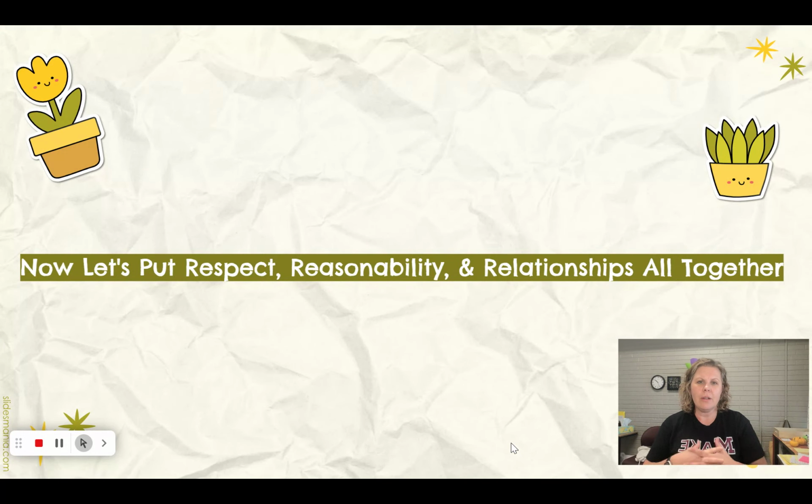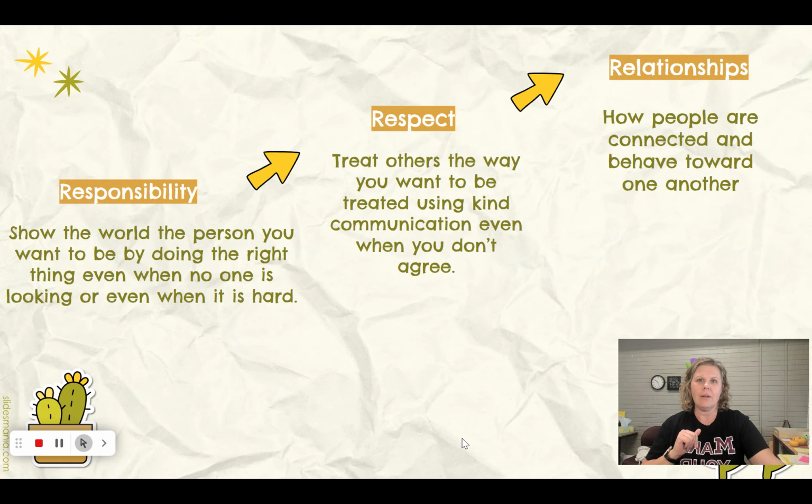Okay, let's put all three of those words together and talk about them all together. Responsibility is showing the world the person you want to be by doing the right thing, even when no one's looking or even when it's hard. Respect is treating others the way you want to be treated, using kind communication, even when you don't agree. And relationships, how people are connected and behave towards one another.